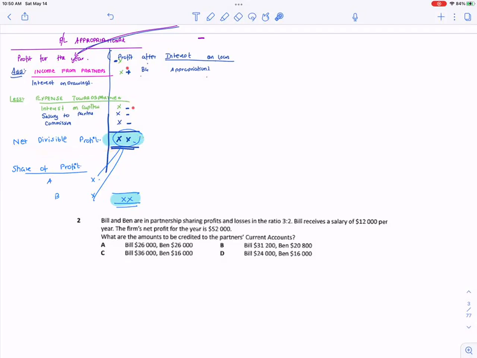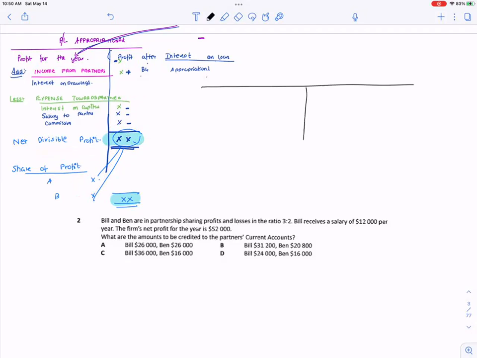After doing that, we will get the net divisible profit. Yes, after adding that and subtracting the expense, we will get net divisible profit. That we will share. From that, we will get the share of profit to each partner, the amount we are going to share between A and B.